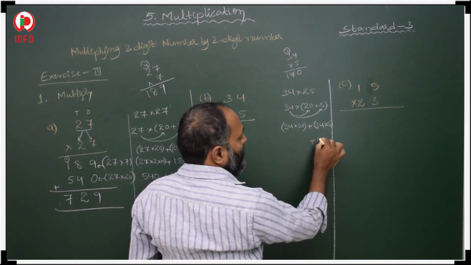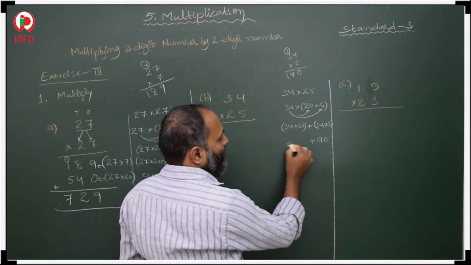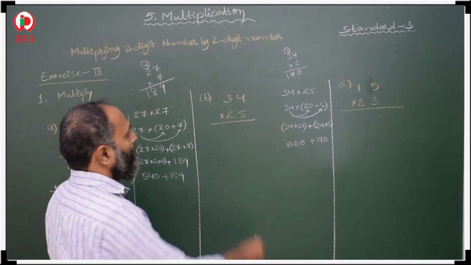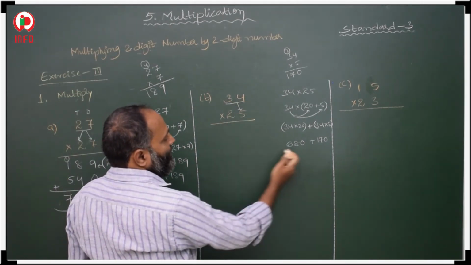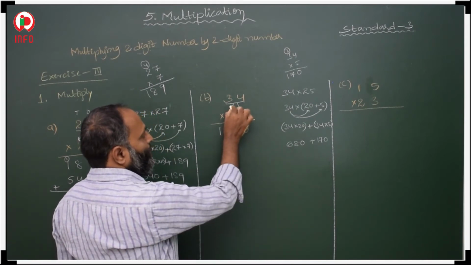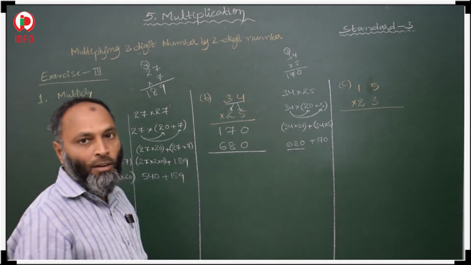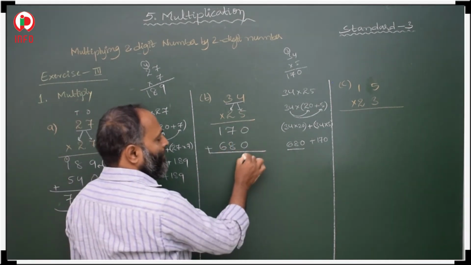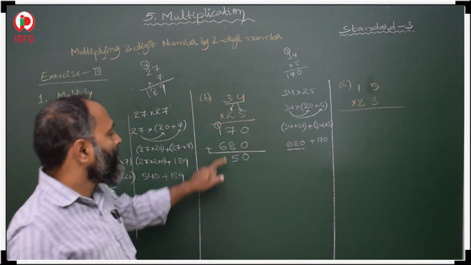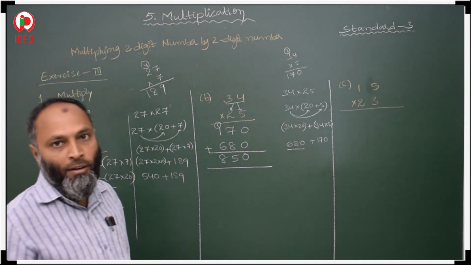34 5s are 170. 34 2s are 68 and 0 is there, that is 680. Now 34 5s are first. 34 5s are how much? 170. Next 34 2s are 680. Now add 0, 5 and carry over here. 6 plus 1, 7, 7 plus 1, 8. 850.